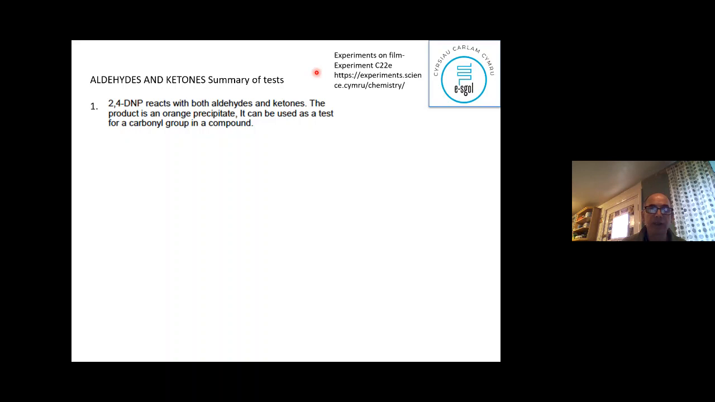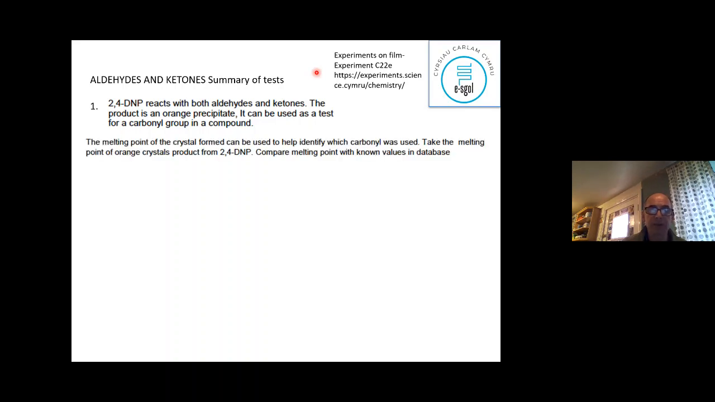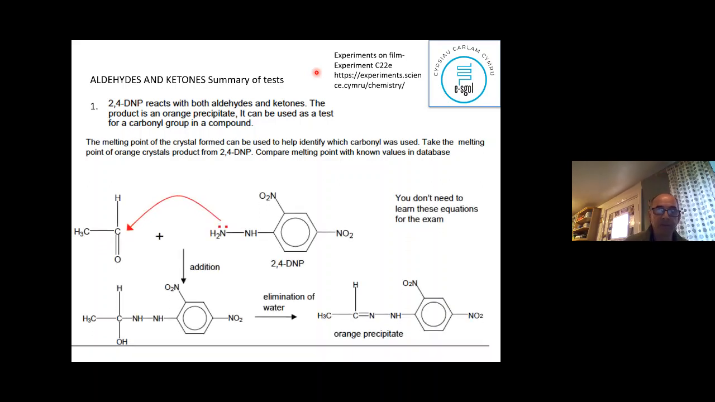2,4-dinitrophenylhydrazine reacts with both aldehydes and ketones. The product is an orange precipitate. So both aldehydes and ketones give an orange precipitate with 2,4-dinitrophenylhydrazine. Now, the precipitate can be filtered and recrystallized, and the melting point taken of the orange crystals produced. That specific melting point will identify the specific aldehyde or ketone by comparing it with a database. So if you have an aldehyde or ketone, you can specify which aldehyde or ketone it is.